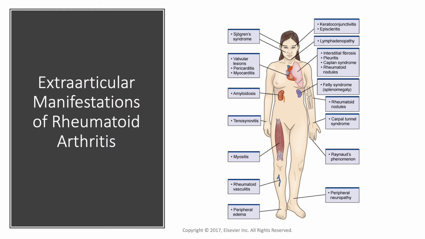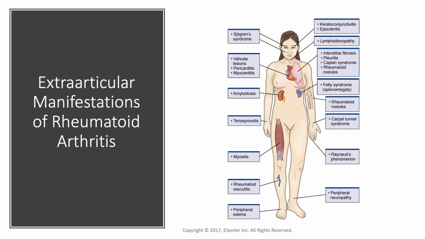So as I said, rheumatoid arthritis is not just a disease of the joints, it affects the whole body. You can get something called Sjogren's syndrome, which is very dry eyes that can cause damage to the eyes. Other problems with the eyes, lymphadenopathy. They can get inflammation around the heart or in the lungs: pericarditis, myocarditis, or inflammation of the lining around the heart, inflammation of the muscle of the heart, also inflammation around the lungs.